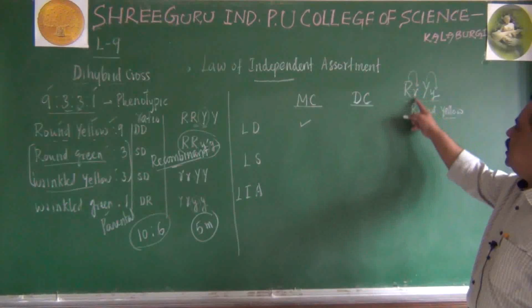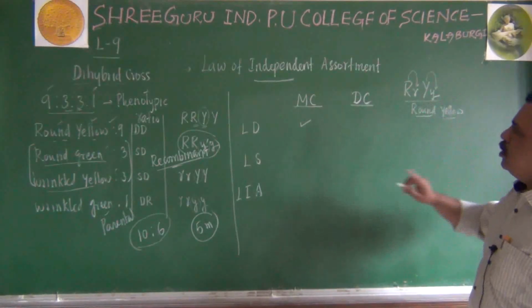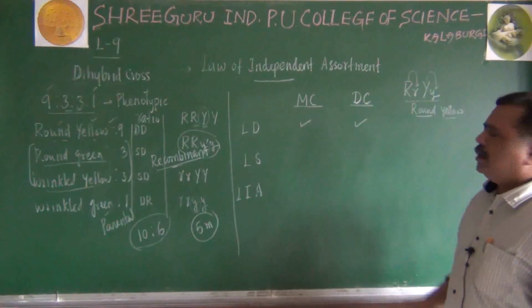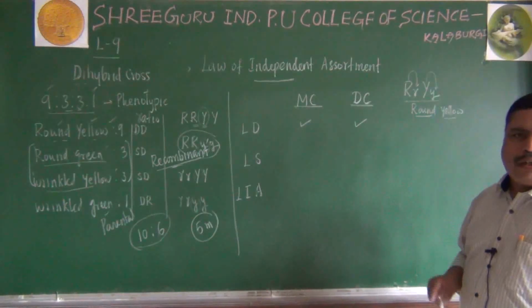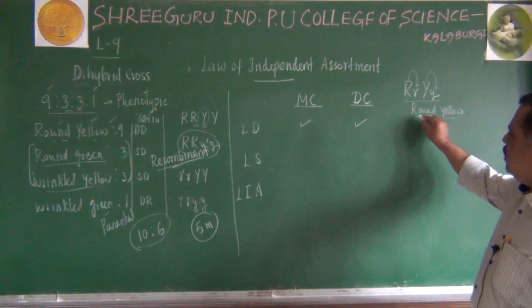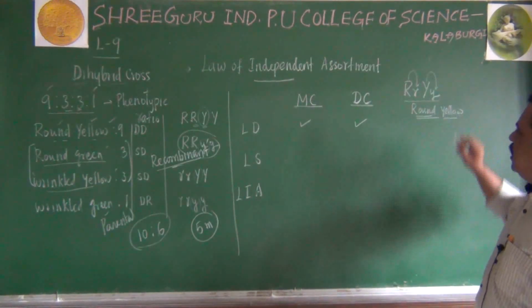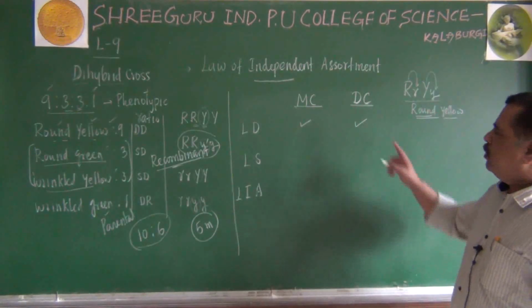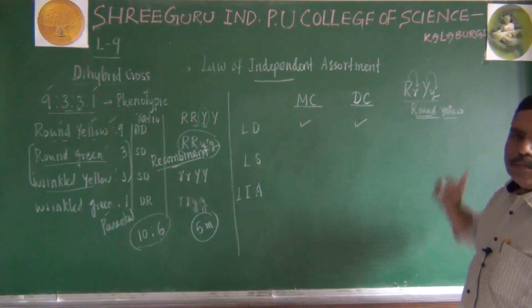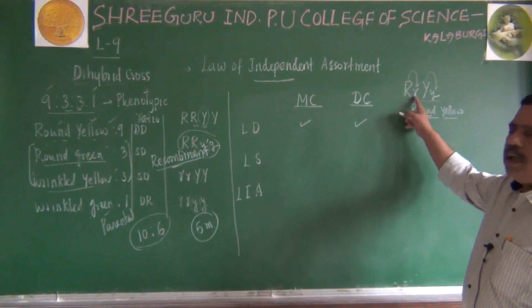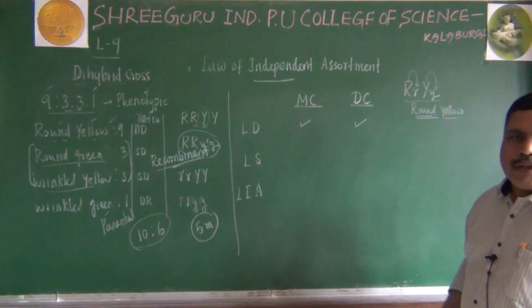This is what the capital R dominates here. So law of dominance is applicable in dihybrid cross also. Are you getting this point? We are getting round yellow hybrid, dihybrid means, what is the meaning? Dominance is operating. Even though small r is there, it is not applicable.